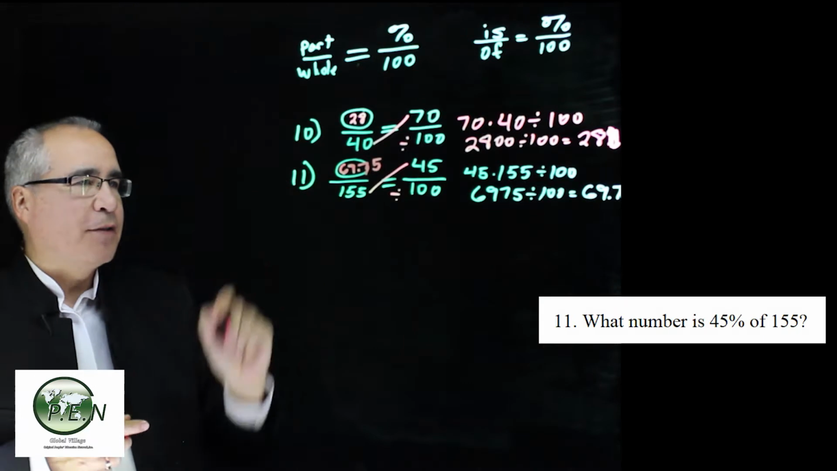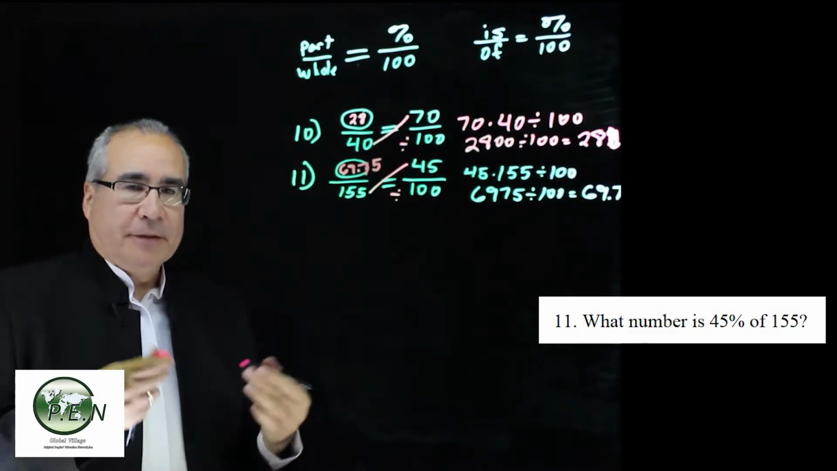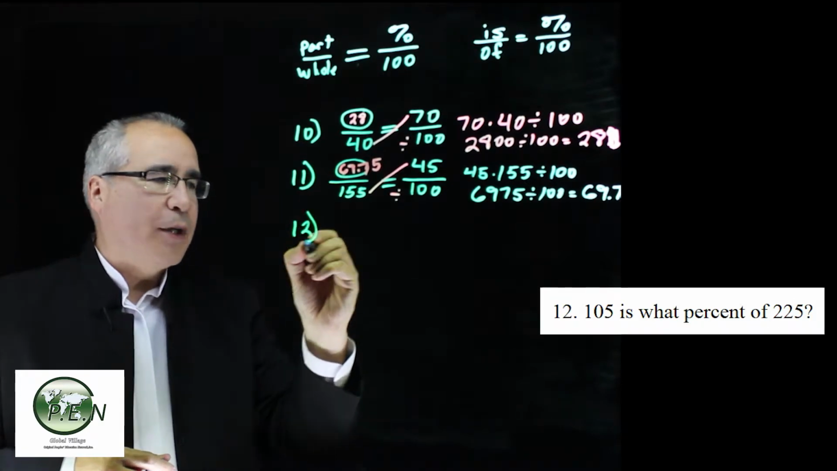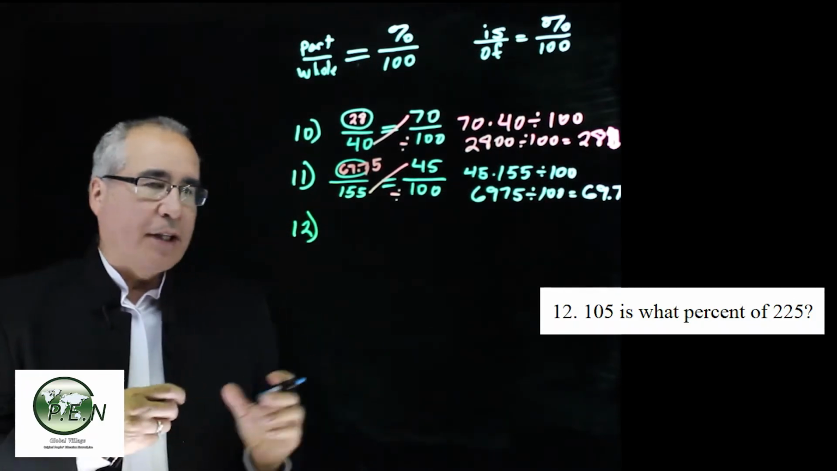69.75 is 45% of 155. We've solved that one. Let's look at 12. 12 is going to mix it up a little bit for us.